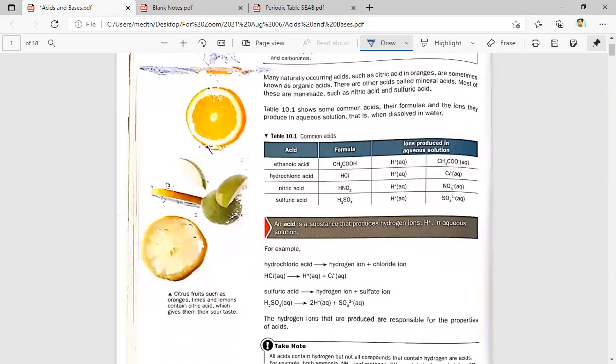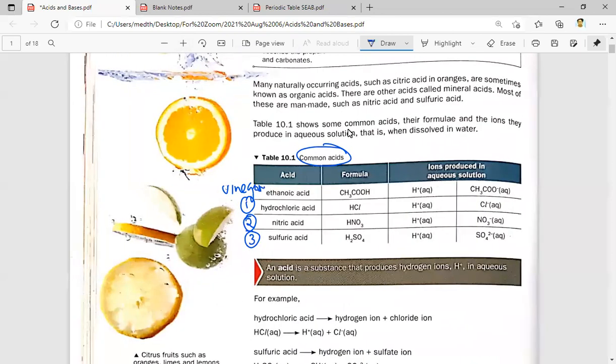Okay, so acids are actually quite common around us. Some of the common acids that we have, first is ethanoic acid. This is actually your vinegar. So vinegar is your ethanoic acid. This is one of them that you commonly use. The ones that you commonly have in the lab are actually hydrochloric acid, nitric, and sulfuric acid. So these are the three acids that we tend to have more commonly in the lab.